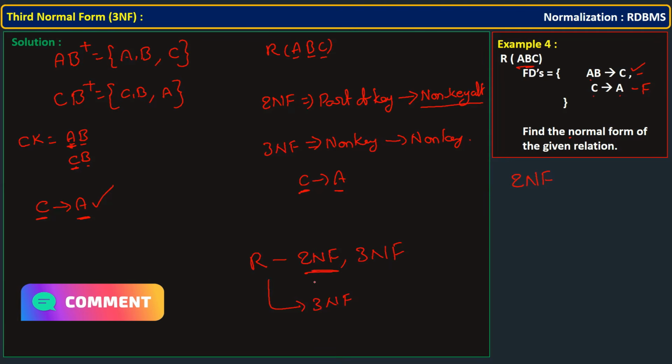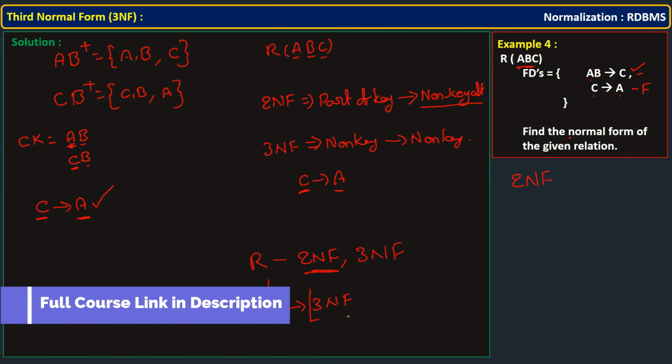That means it is already in the first and second normal form. Okay, so the relation is in third normal form. That is the answer, simply.